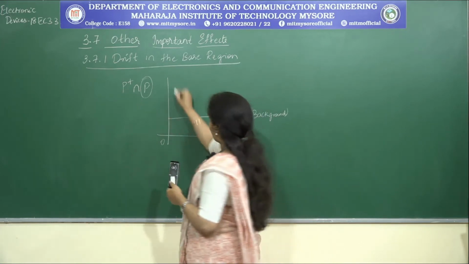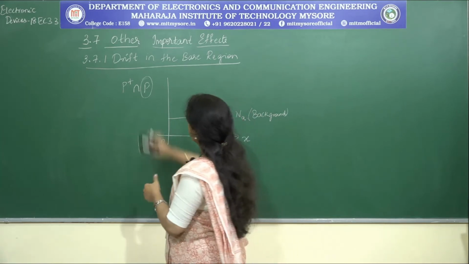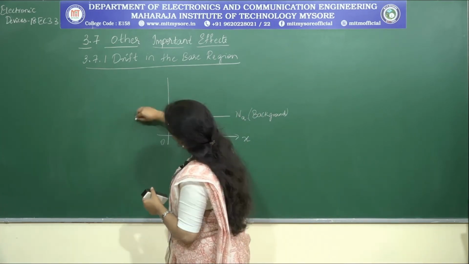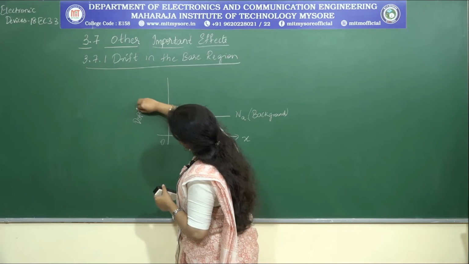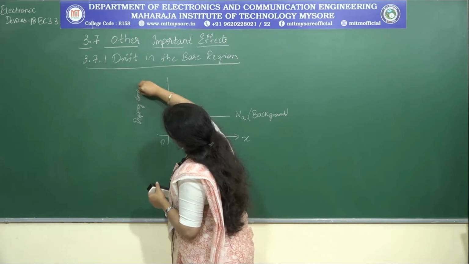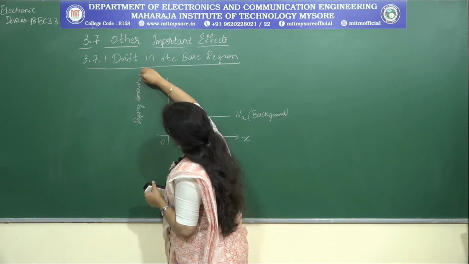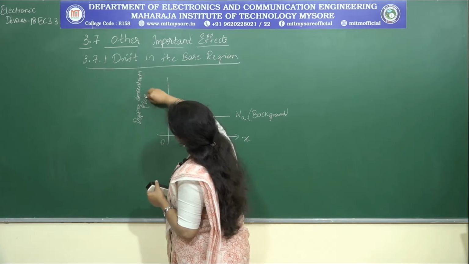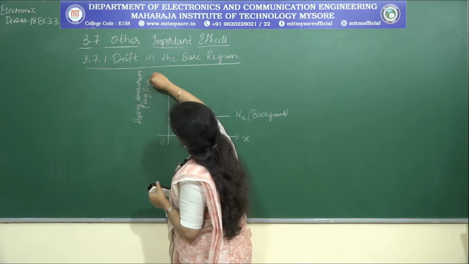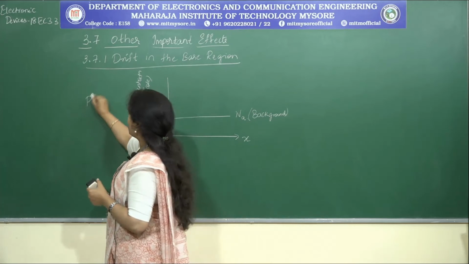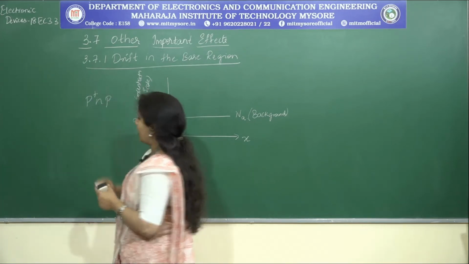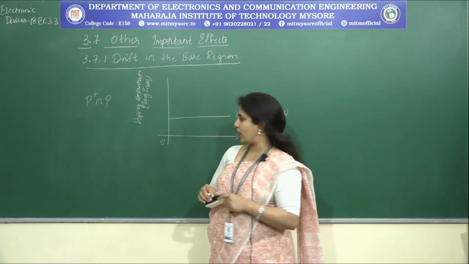Done. Now, this is being plotted across the doping concentration, and this is measured in the log scale. Done. Which is the kind of transistor I am trying to obtain? It is a P plus NP transistor.